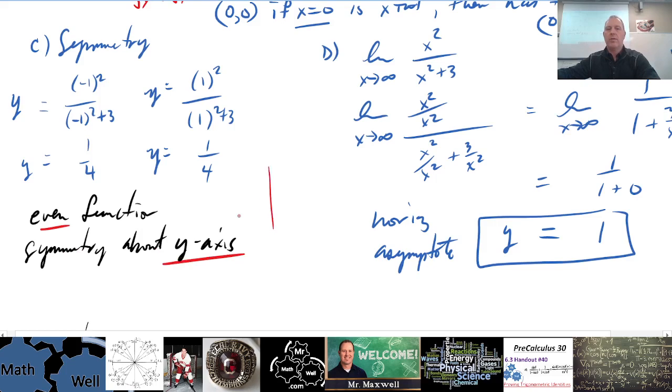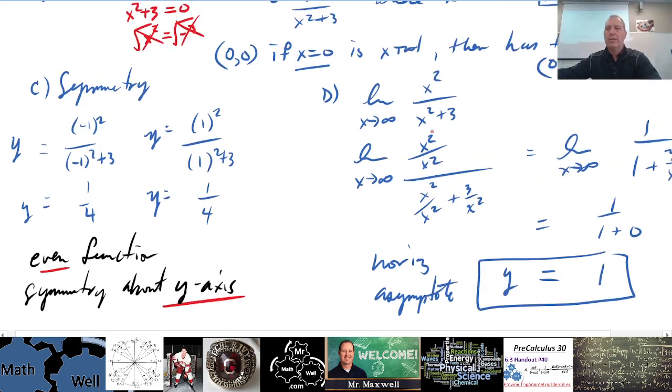Think of a parabola. This is not a parabola, but think of a parabola, y equals x squared. This would be x squared plus maybe 3 or something. Because it's an even function, you put positive 1, negative 1 in there, you still get the same answer. A parabola is even, symmetric about the y-axis, not necessarily about the origin. If it was an odd function, your symmetry is about the origin.